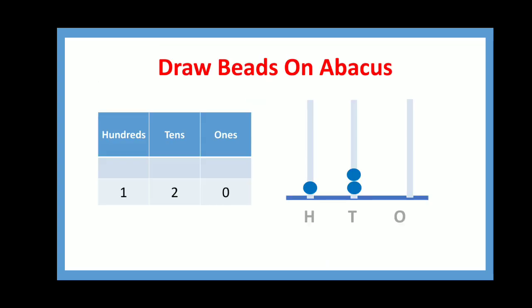Draw beads on abacus. In this activity, 3-digit numbers are given in hundreds, tens, ones columns. You have to draw beads on the abacus according to the given instruction. Like a number is given, 100, 2 tens and 0 ones. So draw beads on the abacus accordingly: 1 bead on hundreds, 2 beads on tens and 0 on ones.